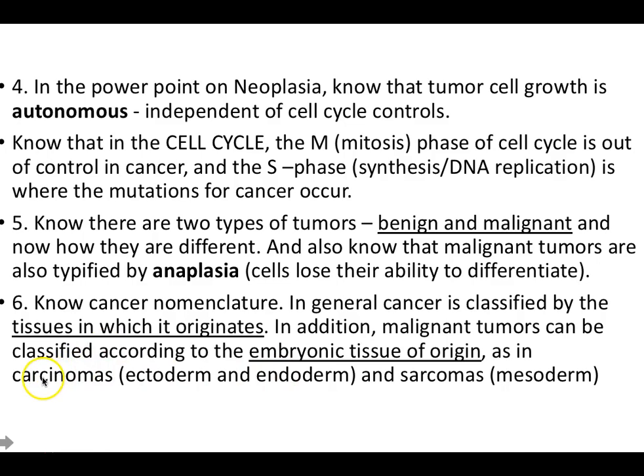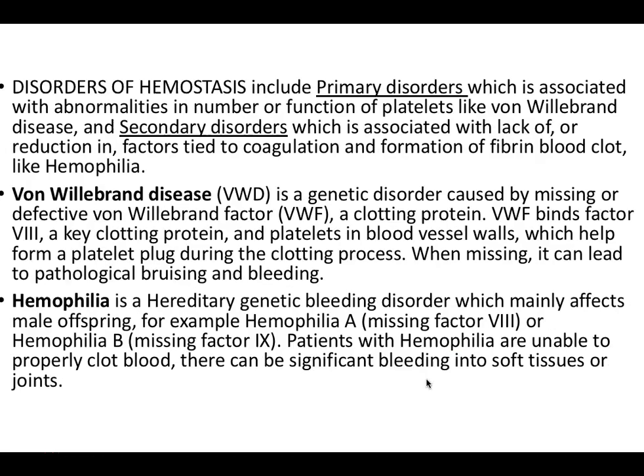If that is the original place where the neoplastic transformation took place, then you're going to call it a carcinoma. If it's mesoderm, muscle, bone, then you call it a sarcoma. So an osteosarcoma tells you that the osteo is bone and that it's the mesodermal cells, sarcoma, that were affected. All right.